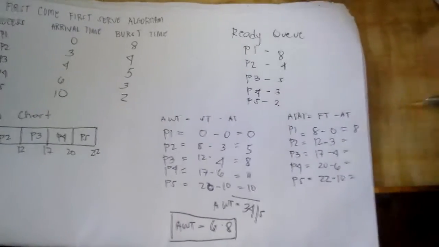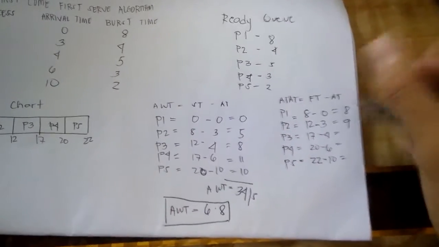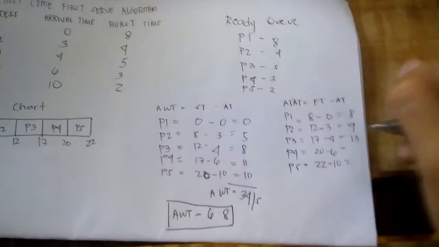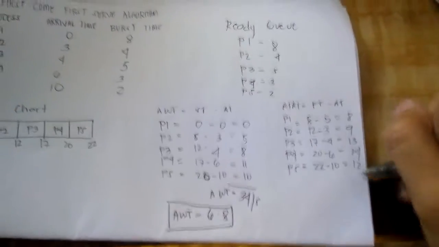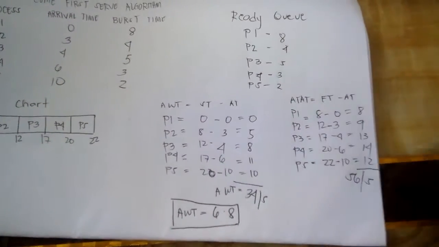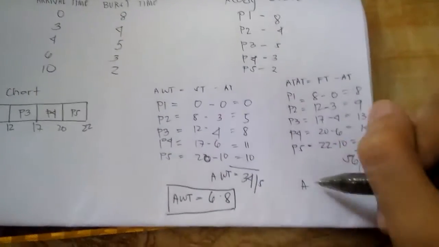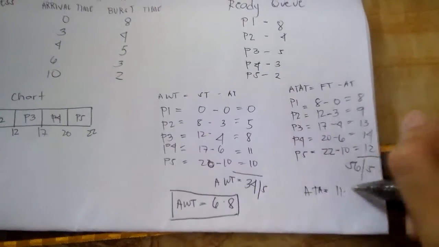8 minus 0 is equal to 8. 12 minus 3 is equal to 9. 17 minus 4 is equal to 13. 20 minus 6 is equal to 14. 22 minus 10 is equal to 12. For its total of 56 divided by the number of processes, which is 5, our average turnaround time is equal to 11.2.